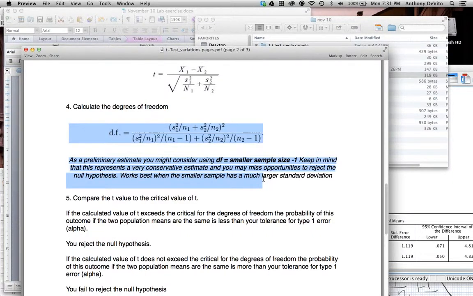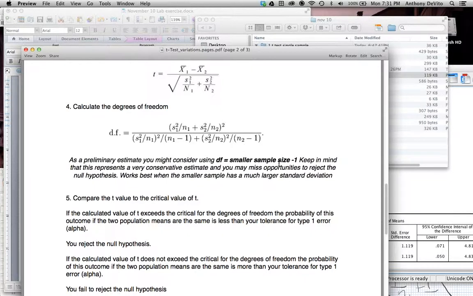In this case, 8 degrees of freedom would not have let you reject the null hypothesis. Why did I say use the smaller sample size minus 1? Because I know that's so conservative that no matter what you calculated, the real degrees of freedom would never have been smaller than 8, right?